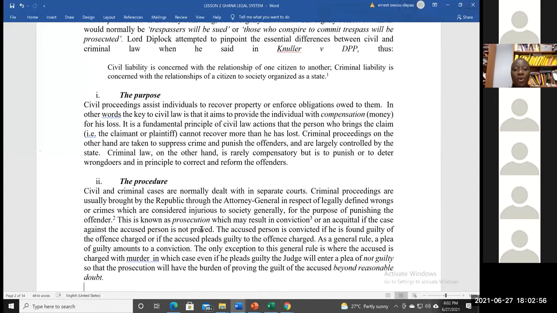And who initiates it? We know that criminal proceedings are initiated by the Attorney General in the name of the Republic. The Attorney General initiates, but we don't say Attorney General versus the accused person. No, the Republic versus the accused person. So pay attention to the title. It's very important. Under the 1992 Constitution, we don't say the State versus the accused person. No, the Republic versus the named accused person. So pay attention to that for purposes of your multiple choice questions.